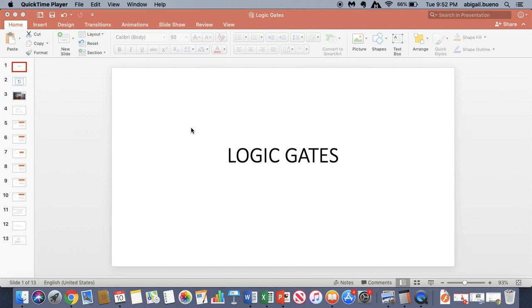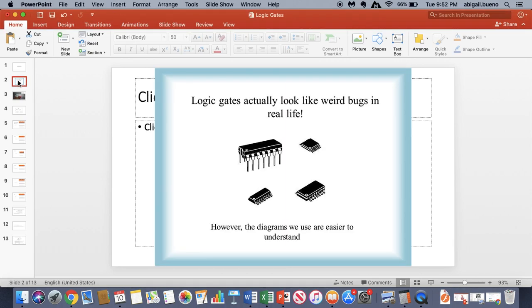Let us now talk about logic gates. Logic gates are like simple electrical circuits, and these logic gates can be found in different digital devices that we use. And in actuality, this is how logic gates look like. By the way, this photo is not mine. I just grabbed it from Google Images.